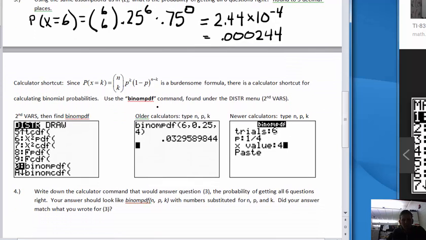on the next page. There is a command called Binompdf, and you'll find it under the Distributions menu or second vars on your graphing calculator. Vars is located over by the down arrow key. Binompdf is this command here. I've highlighted this value. Make sure you don't choose the one that says Binomcdf. We'll be using that one in a few days.